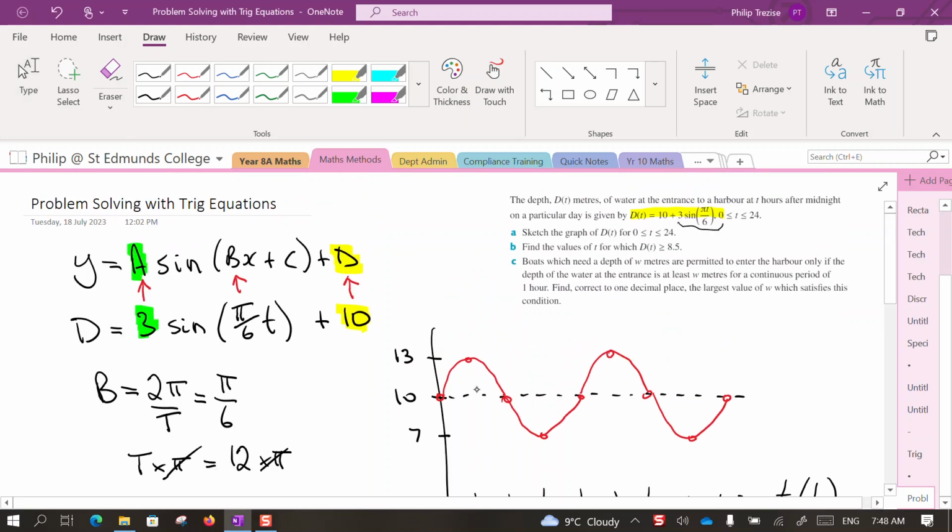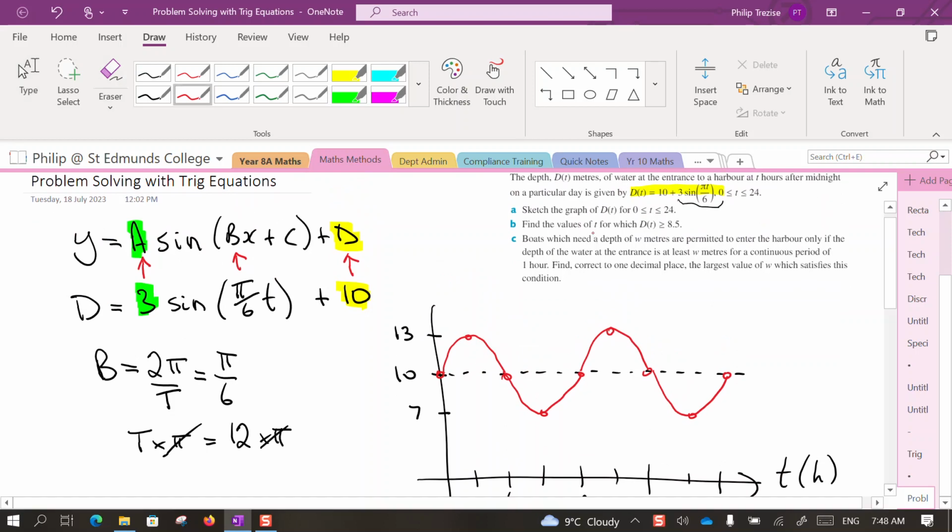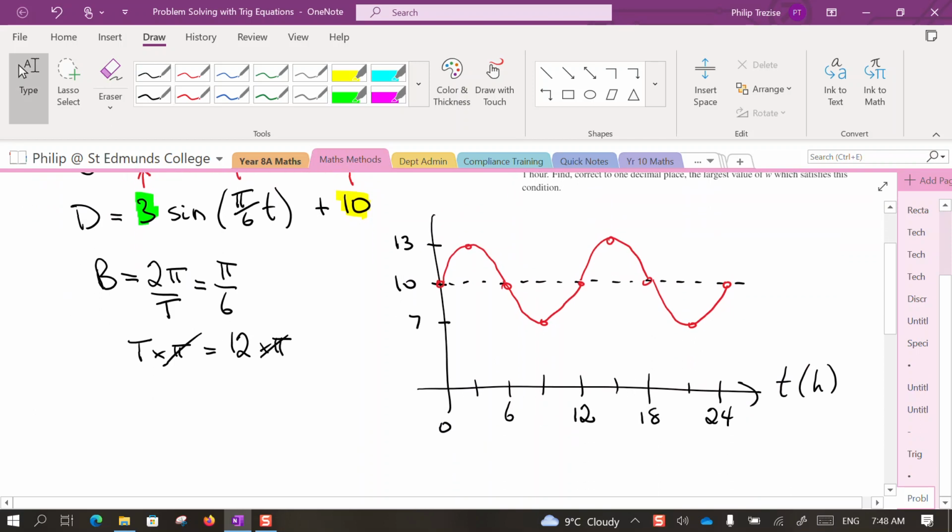So for part B of this question, we have to find the values of time in which the depth is greater than or equal to 8.5 metres. So we'll begin by looking at our graph. 8.5 metres would be halfway between 7 and 10. And if I track horizontally across the graph, I'll find 4 intersection points which would line up at 8.5.